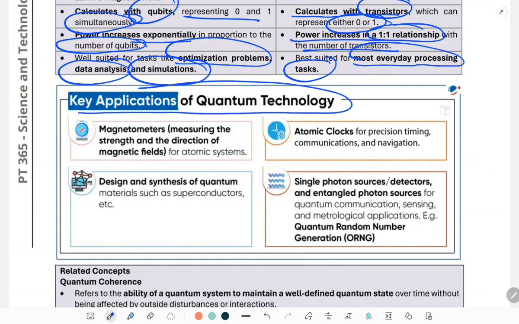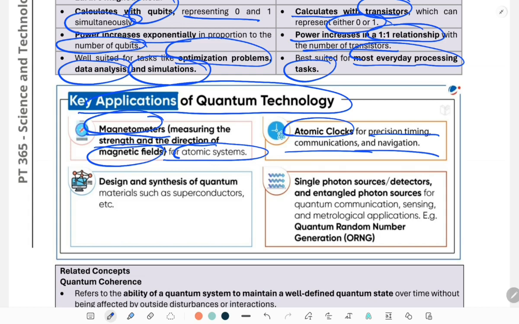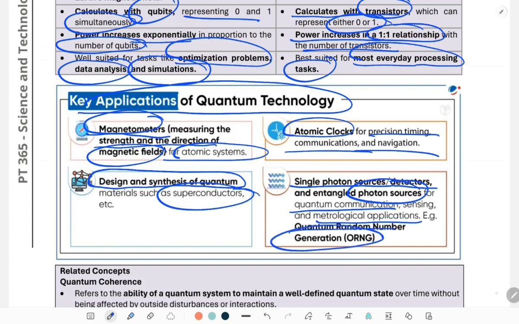We'll see the applications of quantum technology. Magnetometers for atomic systems are used for measuring the strength and direction of the magnetic field, and are used in atomic clocks for precision timing, communication and navigation, and design and synthesis of quantum materials such as superconductors, etc. And quantum technology is also used in single photon sources or detectors and entangled photon sources for quantum communication, sensing and metrological applications. For example, quantum random number generation, QRNG.